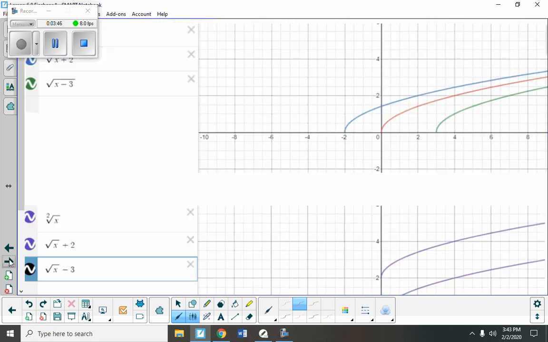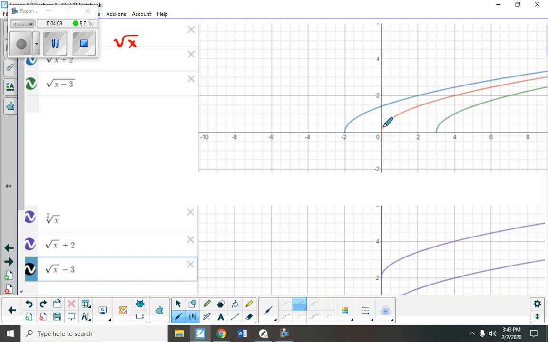All right, let's look at some of the shifts here. It's a little bit hard to see here. The red graph, the square root of x, is hiding behind there. And you can see we have (0, 0), (4, 2), (1, 1). That is your parent function.